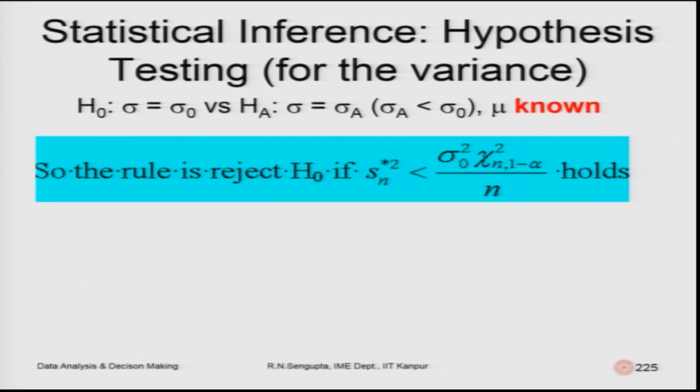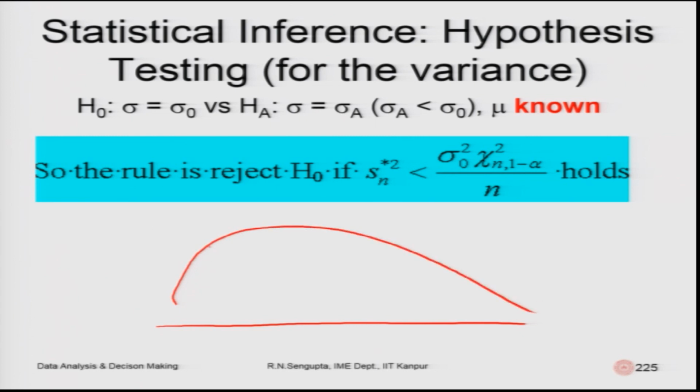So, if in this case the mu is known, first I will draw the diagram. I will keep drawing the diagram for each and every rule such that it becomes clearer to you. So, basically you have the chi square, this is the value which you will have with n and 1 minus alpha.